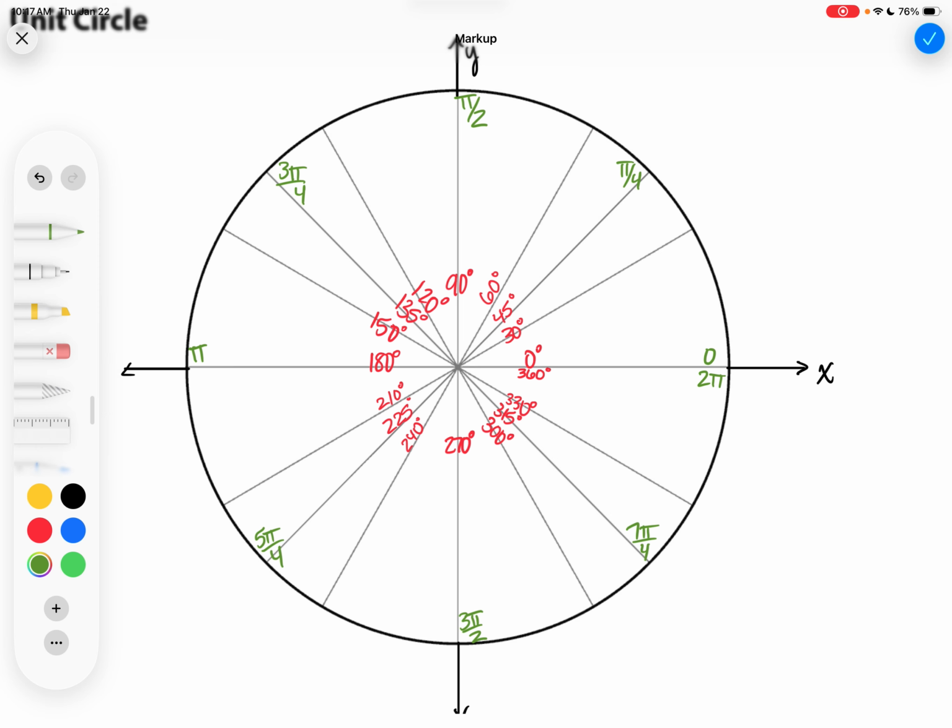So if I went back to my increments of pi over 2, I had 1 pi over 2, 2 pi over 2, 3 pi over 2, 4 pi over 2. But it's breaking up the top, like each section is broken up into that many pieces.